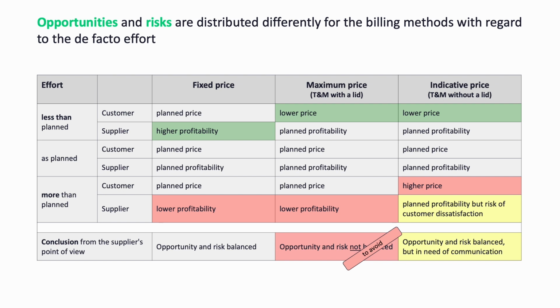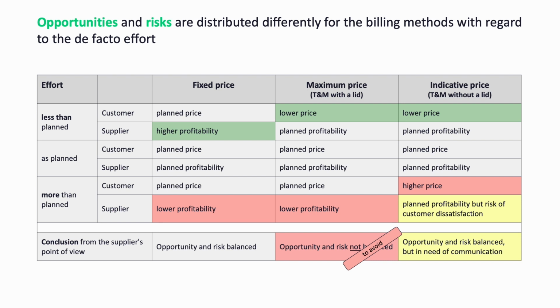Again, I'm not going through the table cell by cell, everyone can reread that separately. In summary, however, it can be stated that with fixed price, left column, opportunities and risks are balanced. While the customer always pays the planned price, the supplier can connect the project with higher or lower profitability, depending on how much effort he needs.